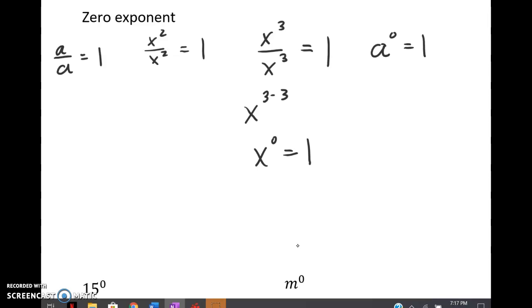Now there is a little thing in here. A cannot be 0. The base can't be 0. But we're not going to have 0 bases. We're going to assume all our bases are not 0 for these problems. Okay? So that's another exponent rule. So it's when you have an exponent of 0.